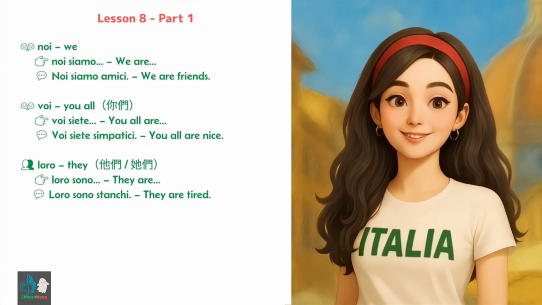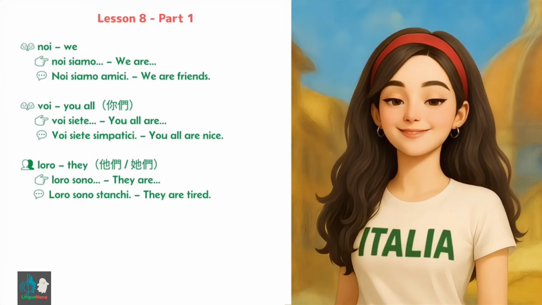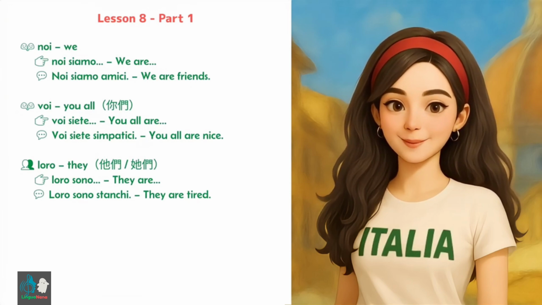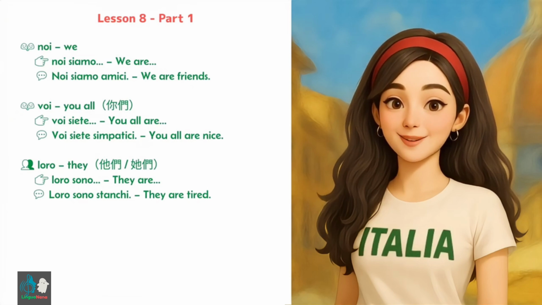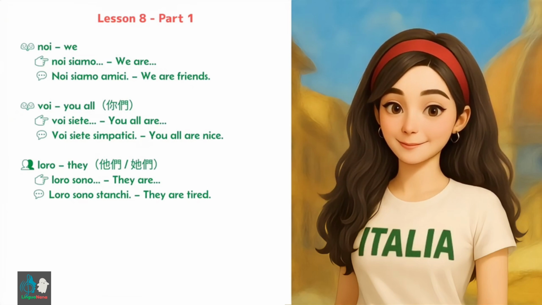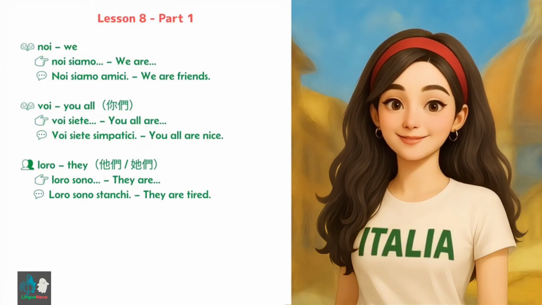In Italian, just like before, you can drop the subject. So instead of saying Noi siamo amici, you can simply say Siamo amici, and it still means we are friends. The verb form Siamo already tells us it's we.